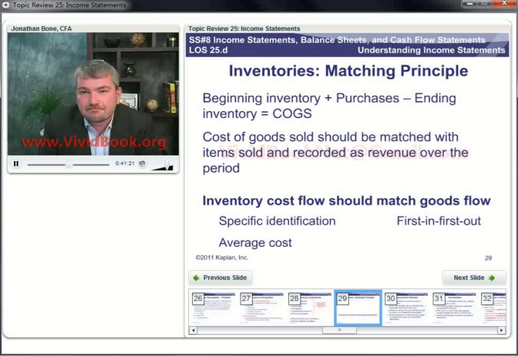So in other words, we're trying to match cost of goods sold to the items that we've sold. Now of course, as we've said, there are a number of different methods we can use to value our ending inventory. FIFO, first in, first out. LIFO, last in, first out, which can be used under US GAAP but not IFRS. Average cost, and also specific identification. We're going to talk about all of these in more detail later on.